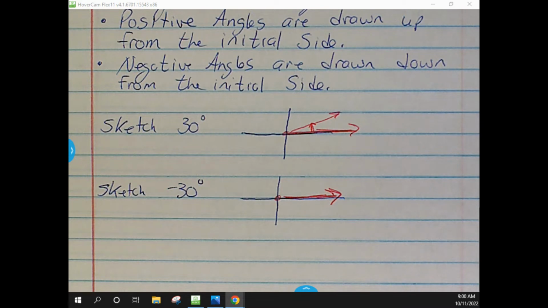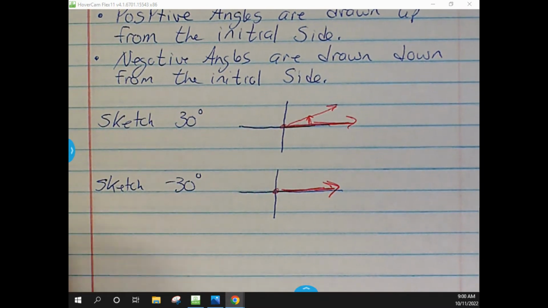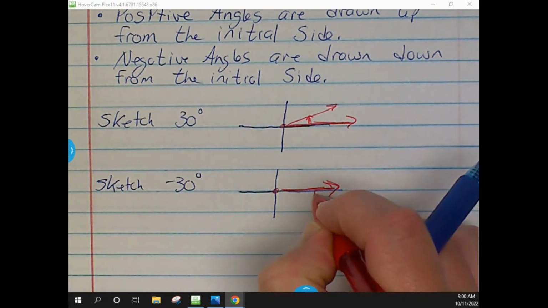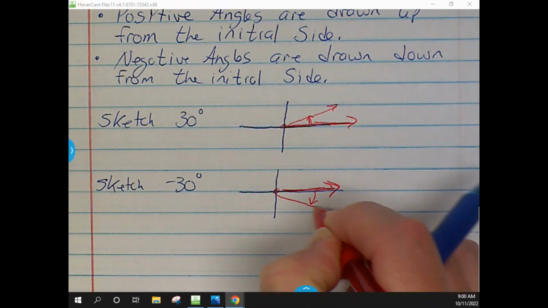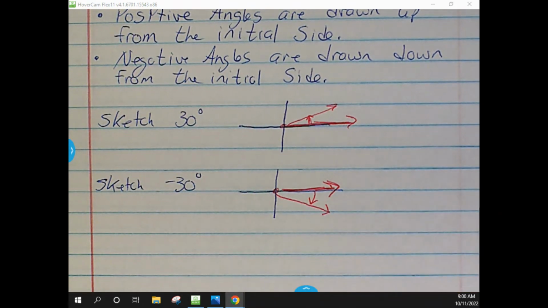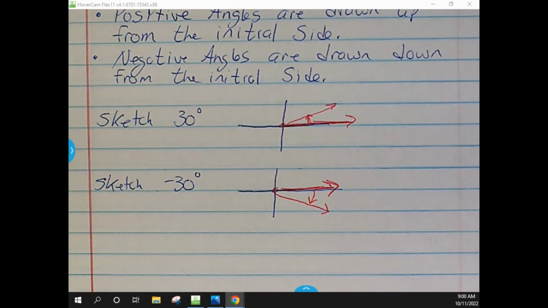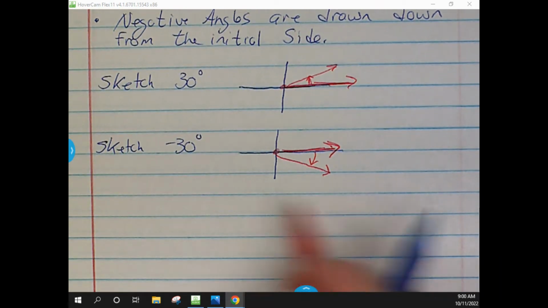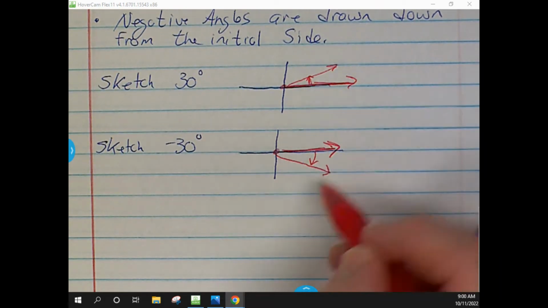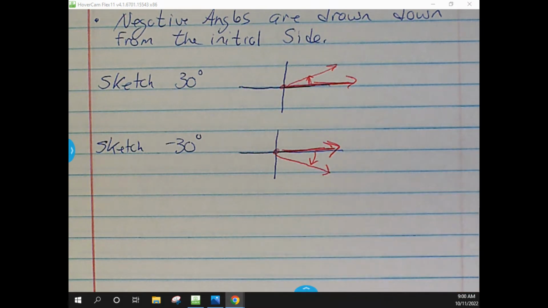Okay, so you still got the same initial side, but again, if it's negative, the arrow is going to be drawn going this way. And now we're going to go down 30 degrees. Okay, and that's the big difference you've got to kind of see, is where the arrow is from the initial side. If it's going this way, you know it's positive. If it's going this way, you know it has to be negative.